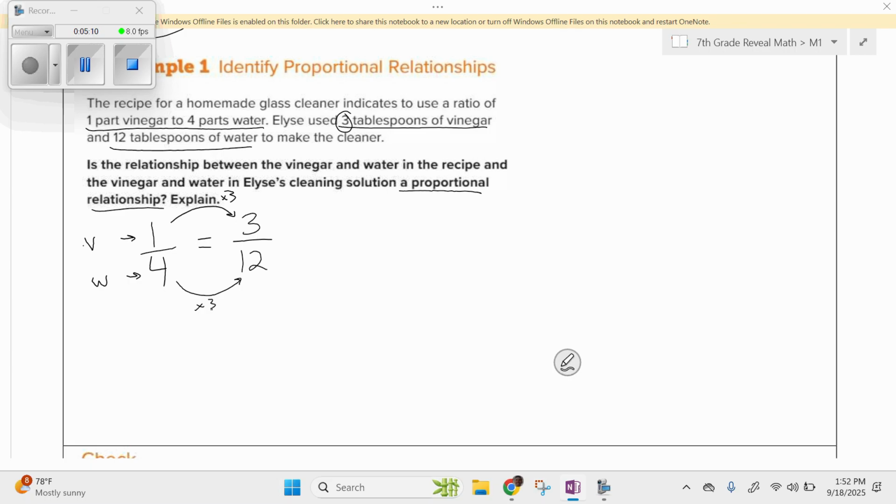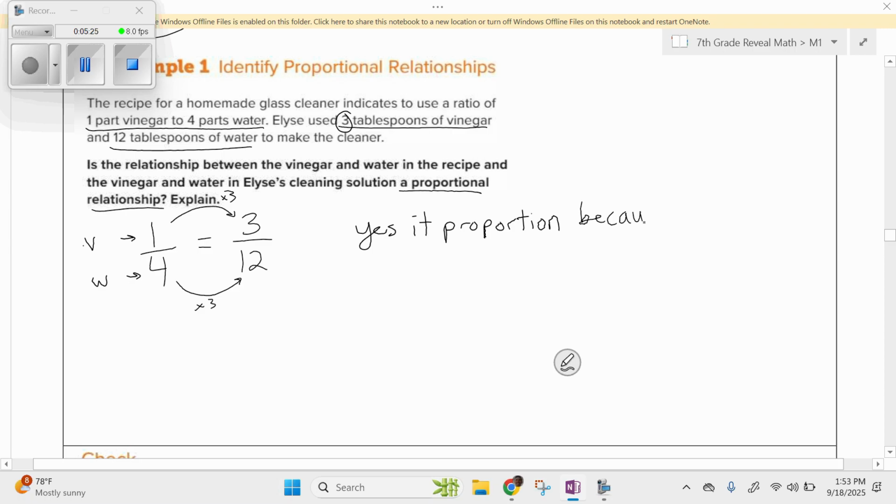All right. So we had to say, is the relationship proportional? So yes, it's proportional, and explain. Okay. So yes, it's proportional because the ratios are equivalent. All right, write all that down. Hopefully that makes sense, right?